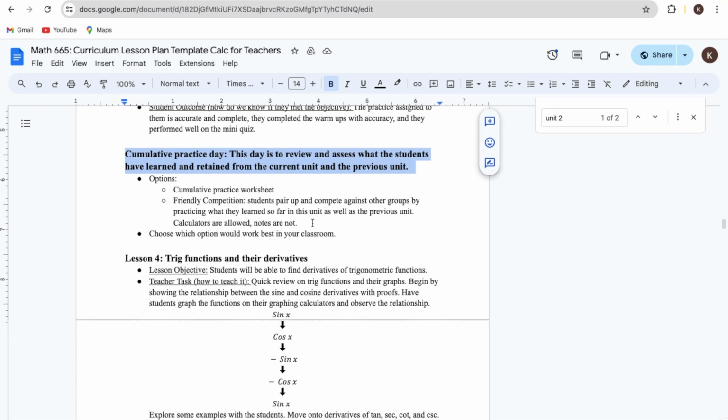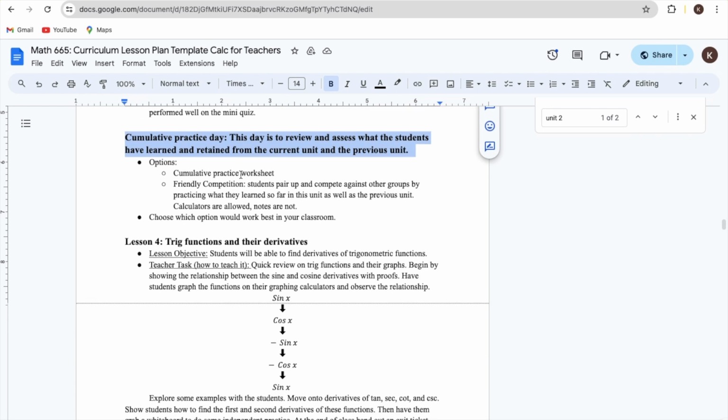And there are several options that I listed here that teachers could use depending on what would work in their classroom. The first one is just a cumulative practice worksheet, and the second one is friendly competition, just to jazz it up and maybe add some fun to your classroom.